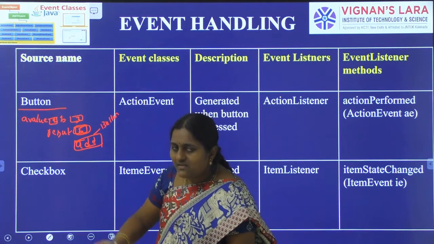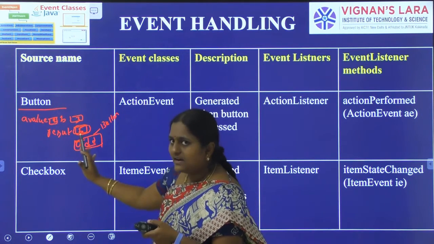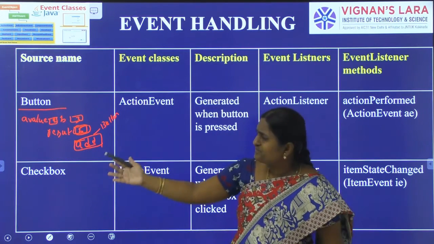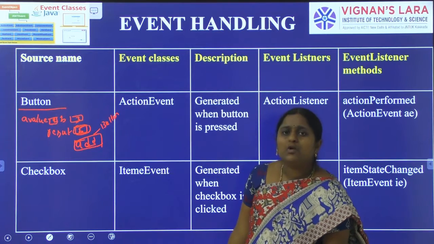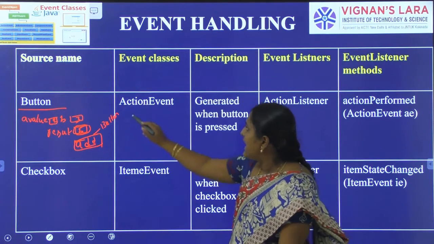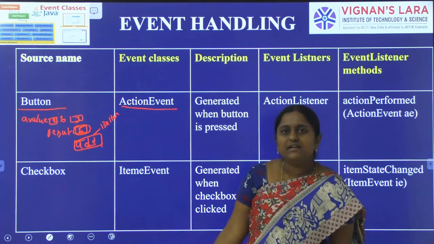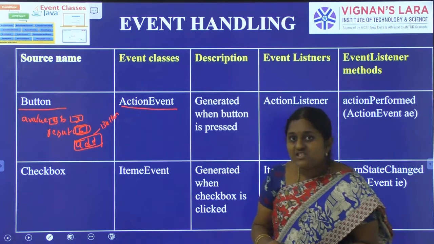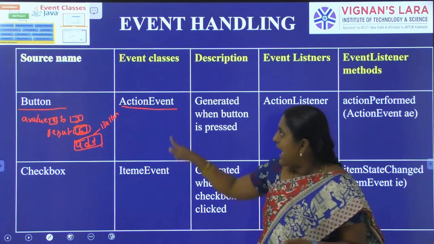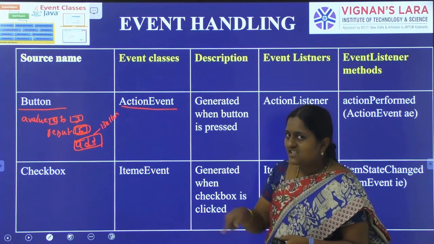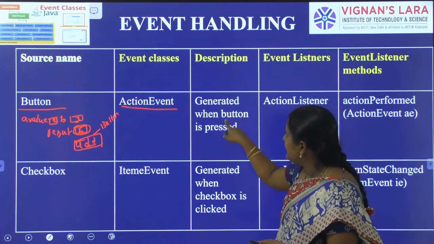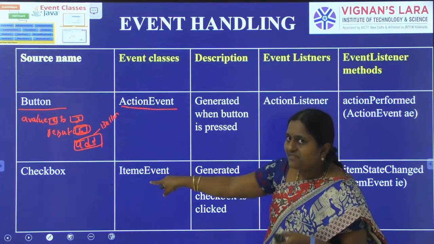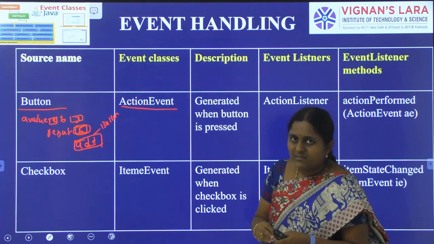So in this way events are generated. Button is the source. Next, whenever you click on the button, an action event can be generated. Each time a button is pressed or clicked, which event can be generated? Action event can be generated, when the button is pressed.